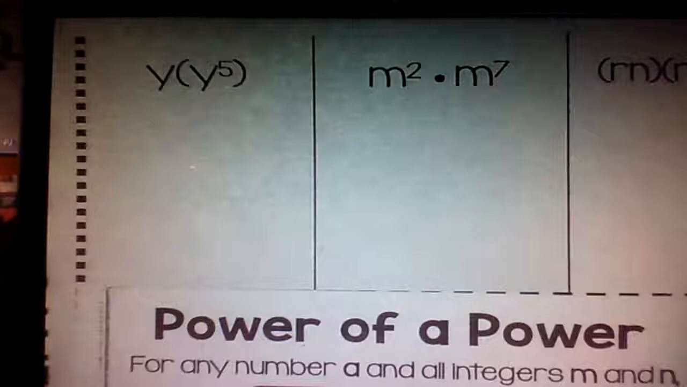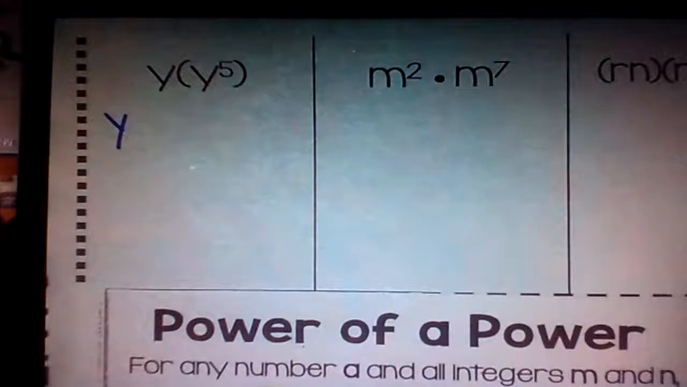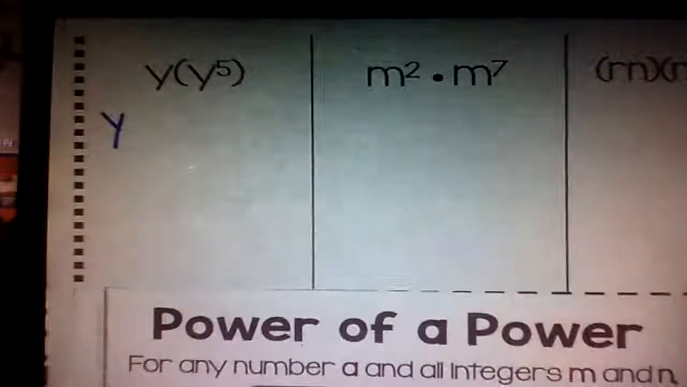All right, let's break this down. So y is just y. What is y to the fifth? 5 y's. Y to the fifth then is 5 y's: 2, 3, 4, 5. So y times y to the fifth is y to the 6th power, like I said.